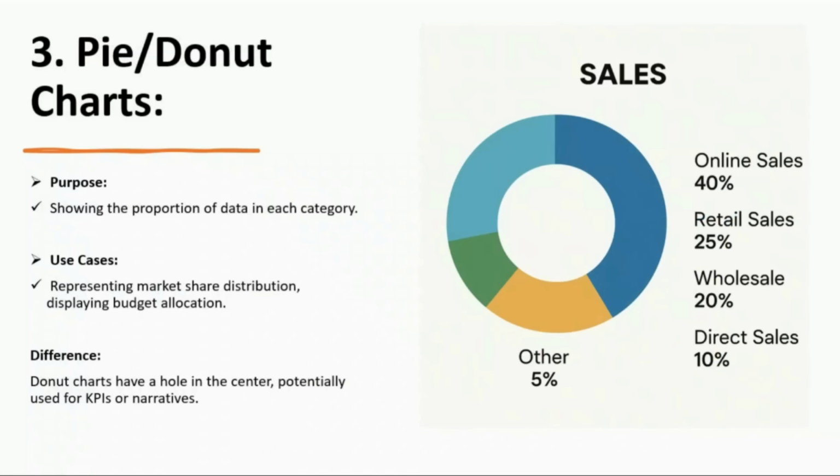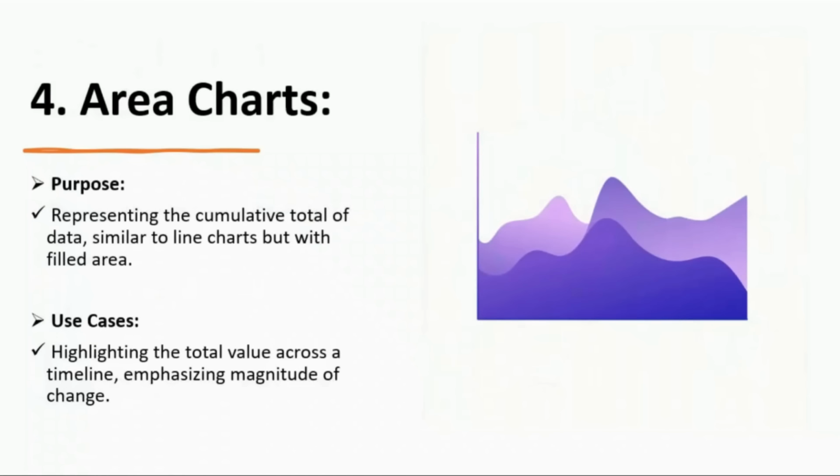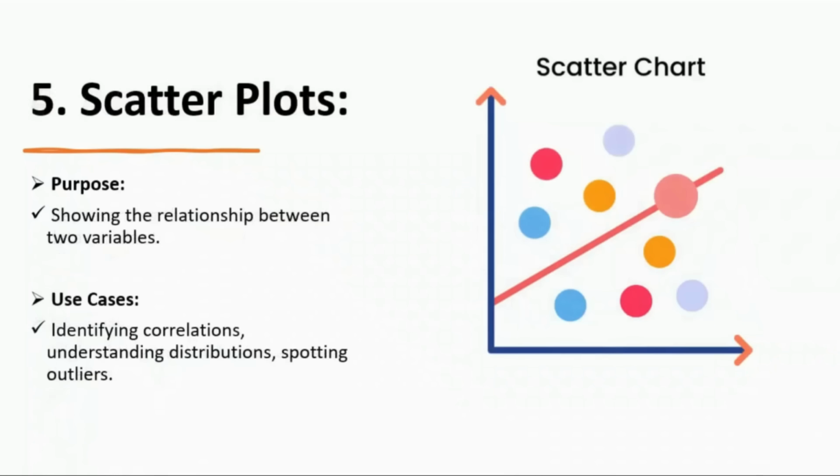Next is the pie or donut chart. If you want to show the proportion of the data, or analyze how a budget has been distributed, we can use the pie chart or a donut chart. Potentially it is used to analyze KPI narratives as well. Next is the area chart, which represents the cumulative total of the data, shown as a filled area. Use cases would be if you want to analyze the total value across the timeline or magnitude level change. So you can use the area chart.